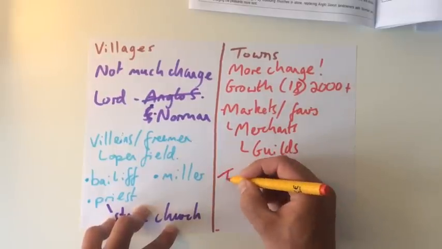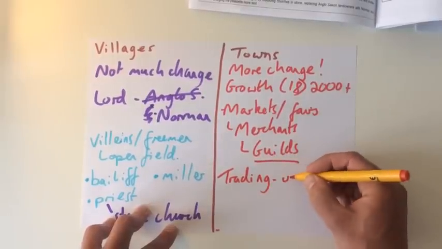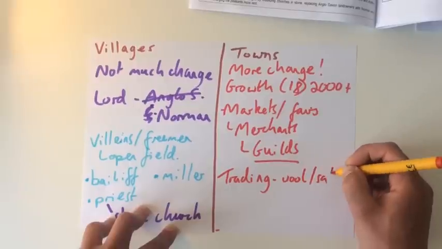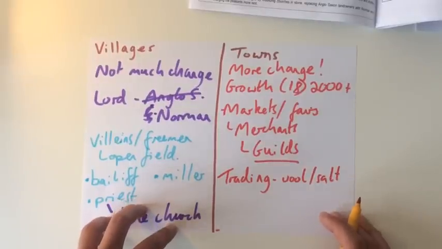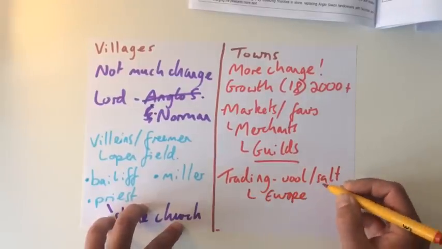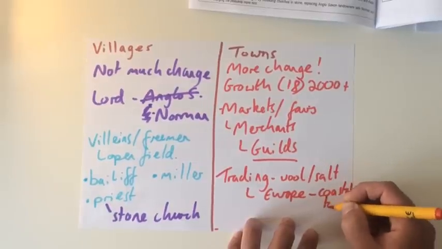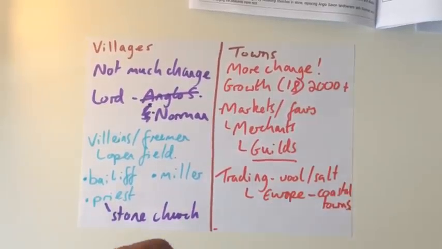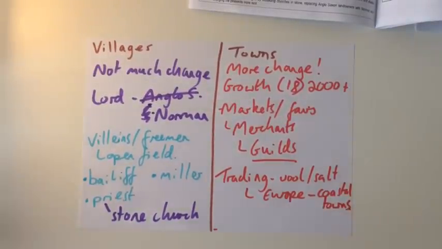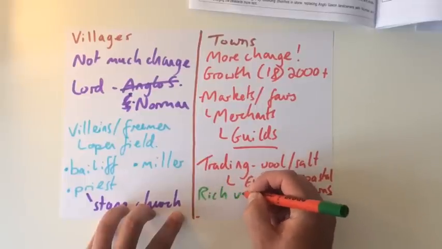There would be trading of various goods such as wool or salt, and because of the new links that the Normans brought, some of these things would be traded to Europe, which meant that there were more coastal towns to take advantage of the trade, so people wanted ports to trade. Lastly, in towns there was a bigger gap between rich and poor.